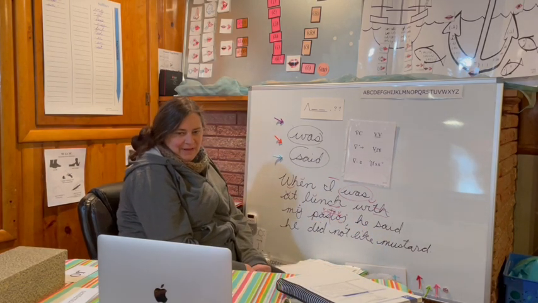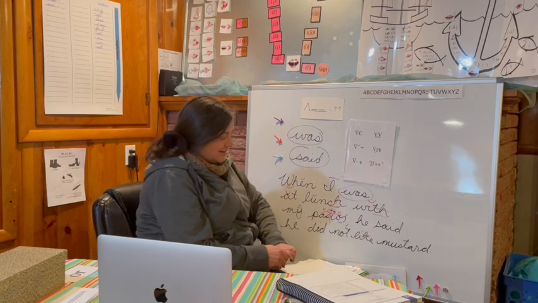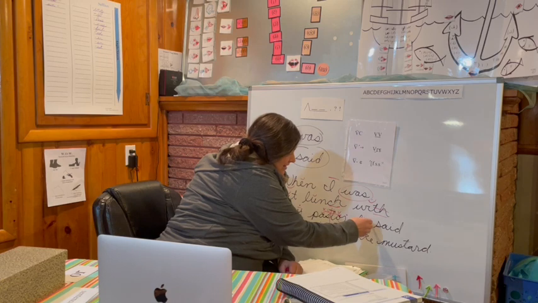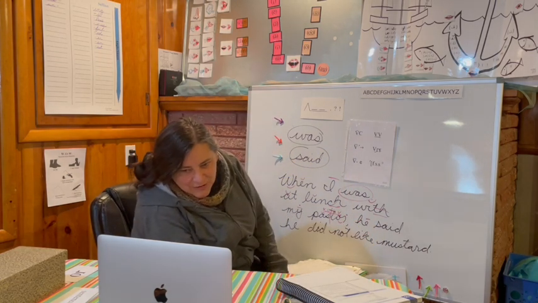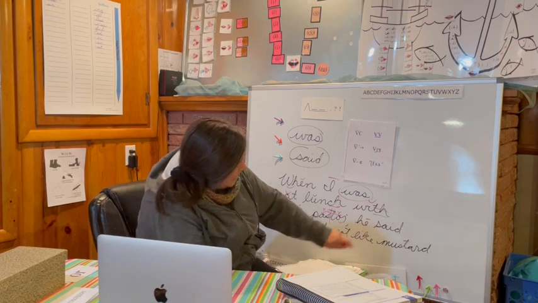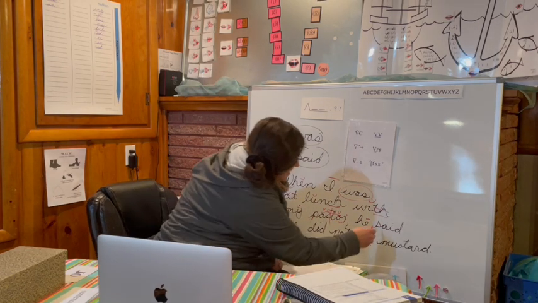Short, code with a breve. Ooh, but it's not in a closed syllable. It's in an open accented syllable. See, there's no consonant after it. So code it with a macron. He. He. Mm-hmm. Next word.